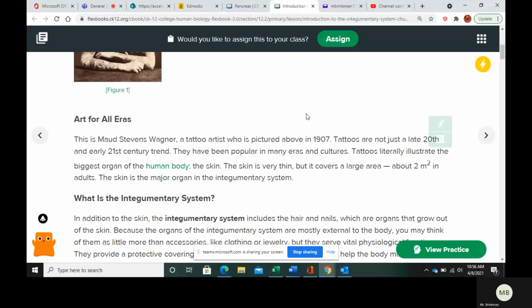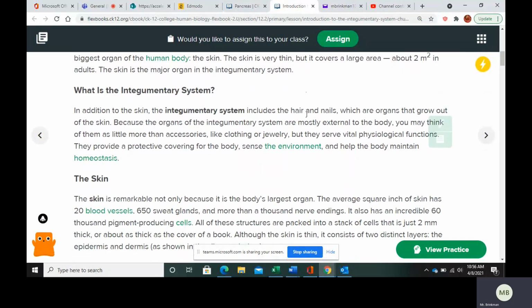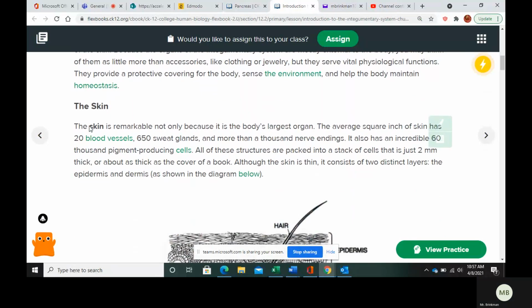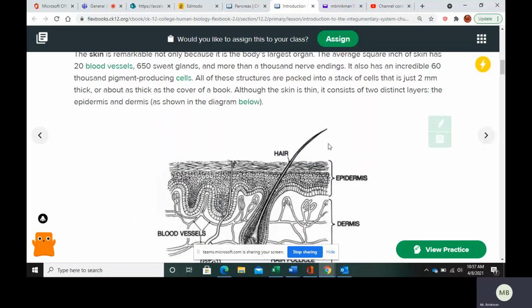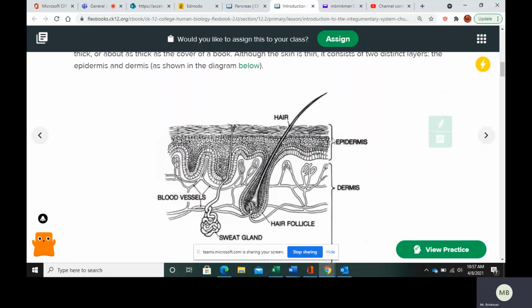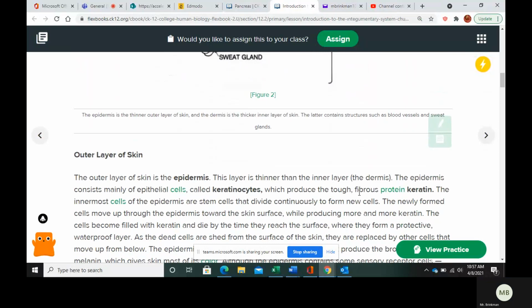Let's get into this. So the integumentary system is going to be the hair and nails. The skin is also a part of the integumentary system. The skin is going to have two layers, the epidermis, which is the upper layer, and then the dermis, which is the lower layer.